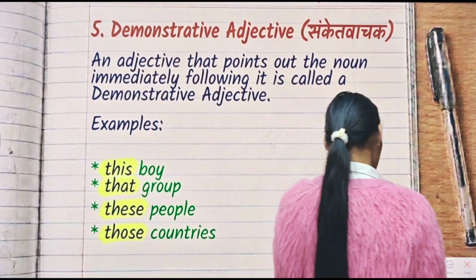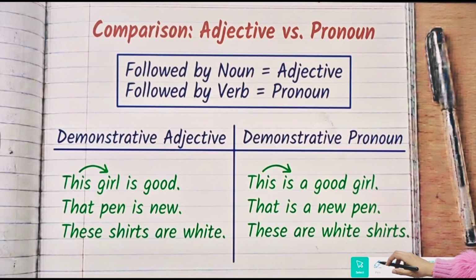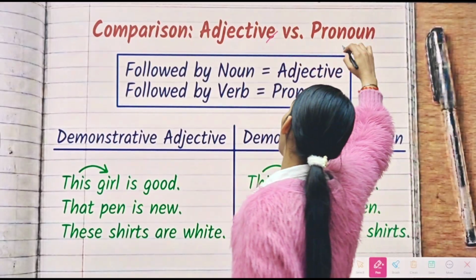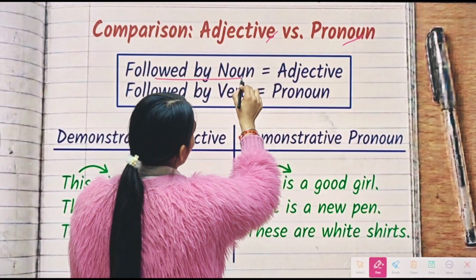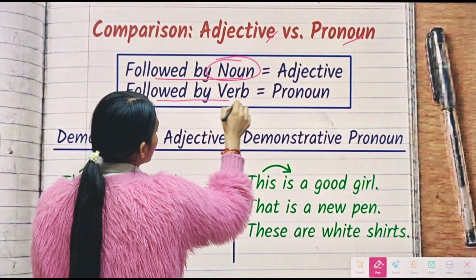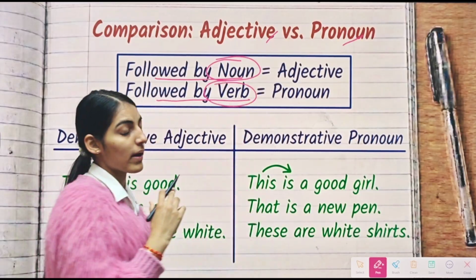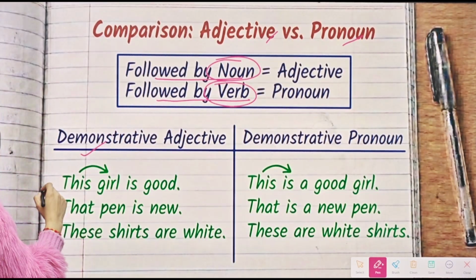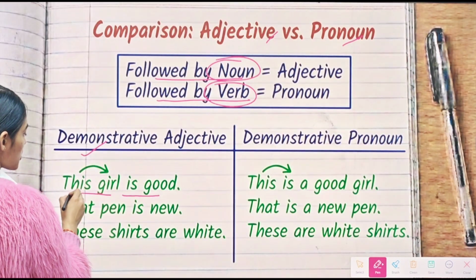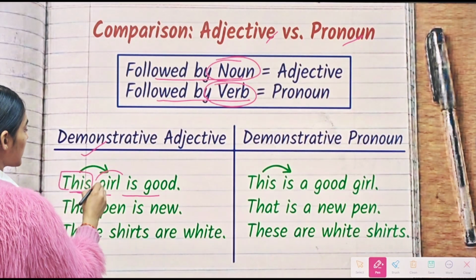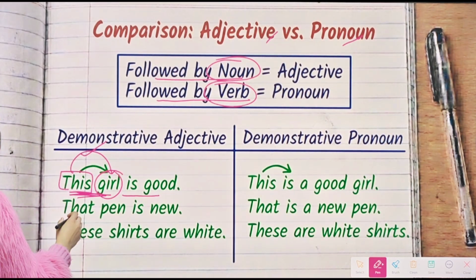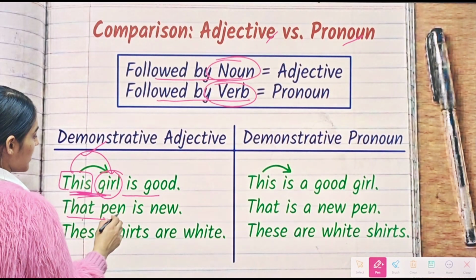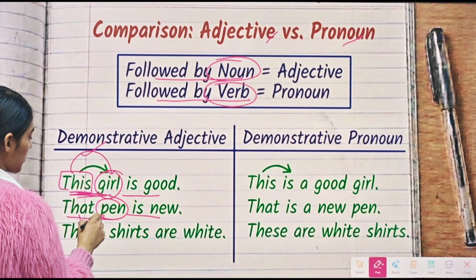All right. Now let's see a comparison between adjective and pronoun. Demonstrative adjectives are immediately followed by a noun, and demonstrative pronouns are immediately followed by a verb. So let's see, in demonstrative adjectives, this girl is good. So this is a demonstrative adjective here, and girl is immediately following the demonstrative adjective. Similarly, we have that pen is new. So here pen, and that, you can see.